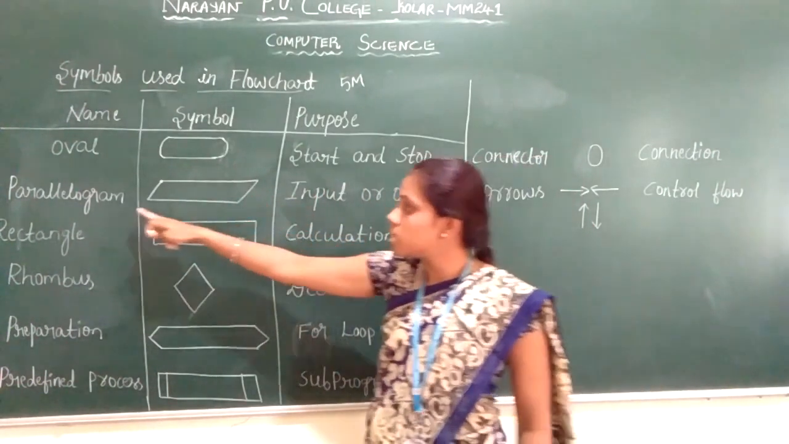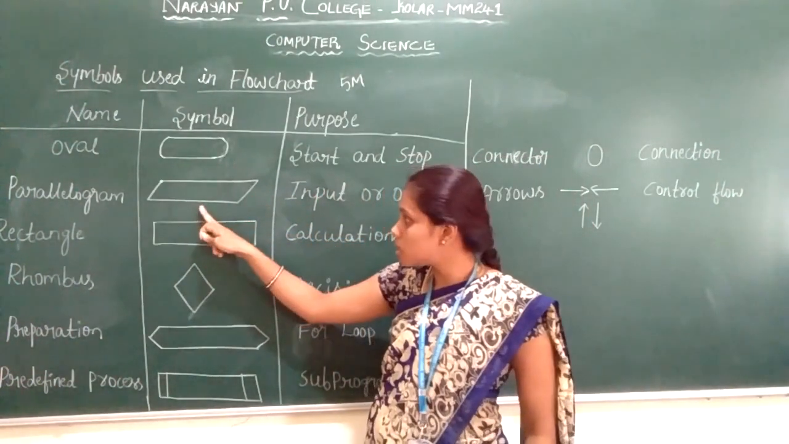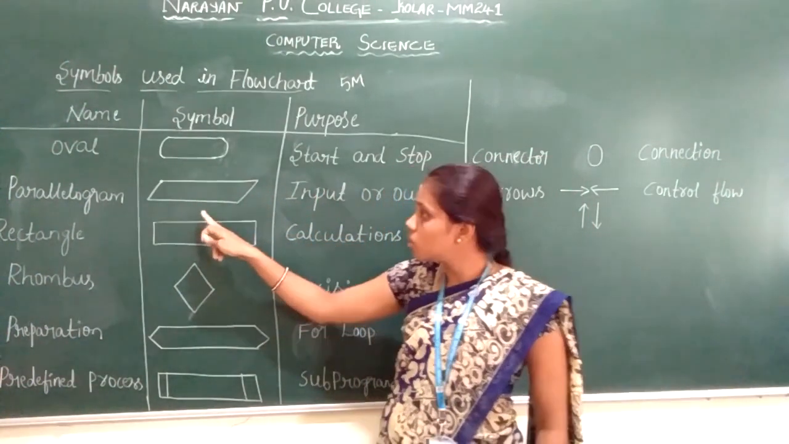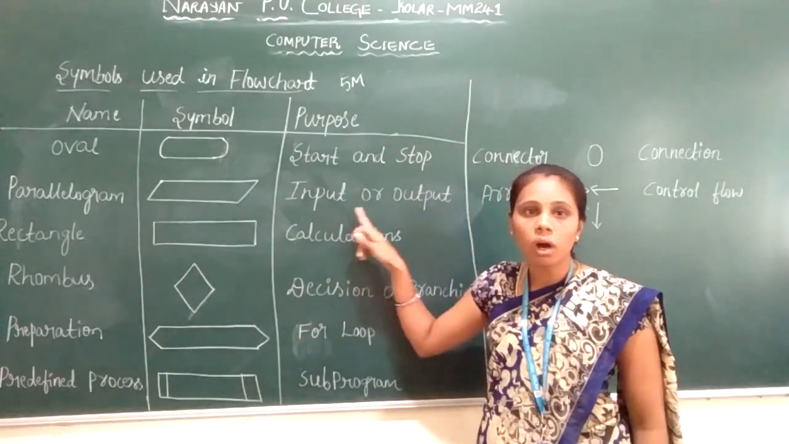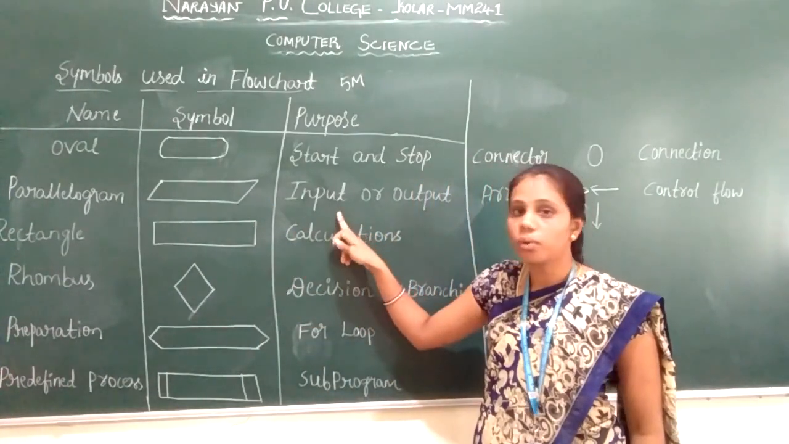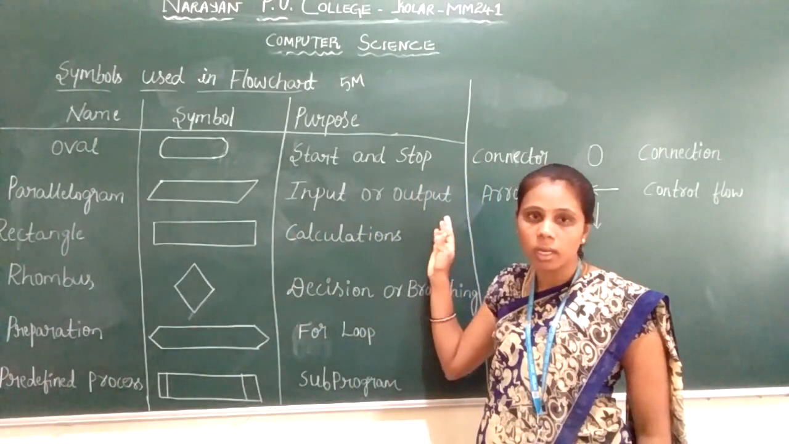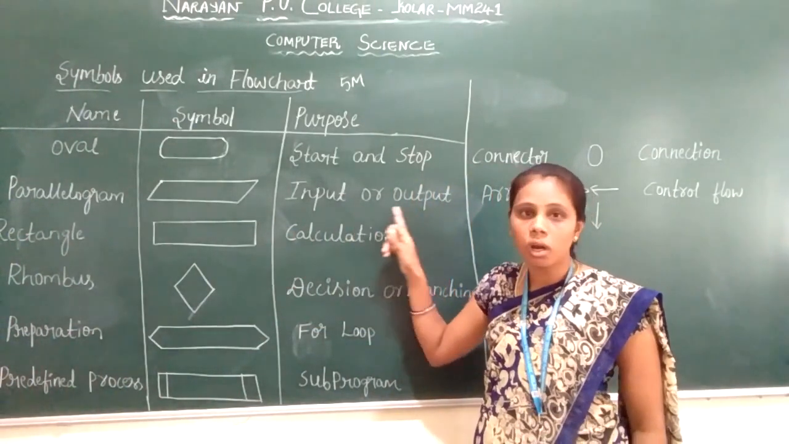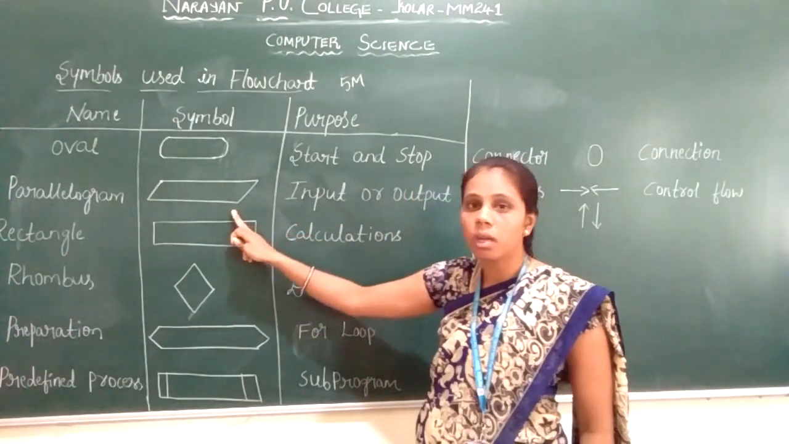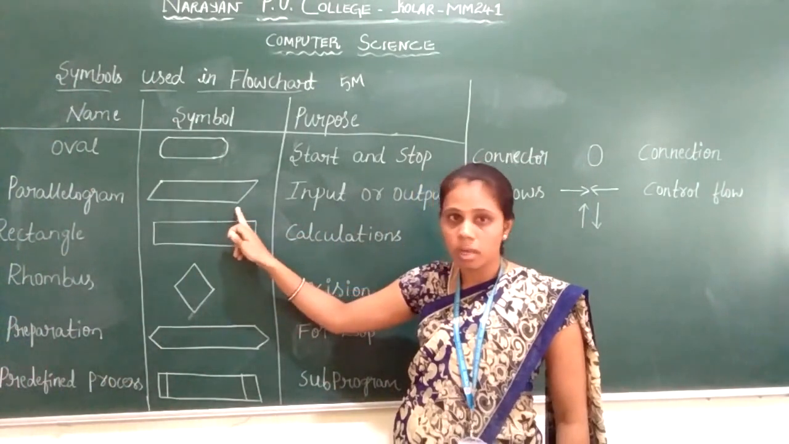The next symbol is parallelogram. So this is the symbol parallelogram. This symbol is used for input or output. Whatever the input we have and whatever the output we are getting, to represent that input or output, we use a symbol called parallelogram.